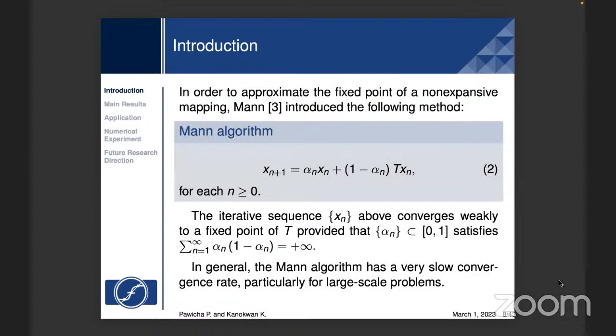One of the most used algorithms is the Mann algorithm, which generates equation 2. The iterative sequence x_n converges weakly to a fixed point of T, provided that the sequence alpha_n belongs to the interval (0,1) and satisfies a certain condition. In general, the convergence rate of the Mann algorithm is very slow, especially for large scale problems.